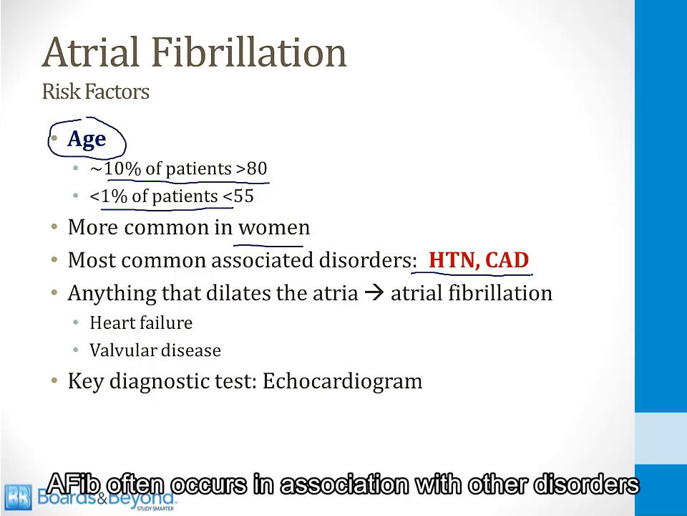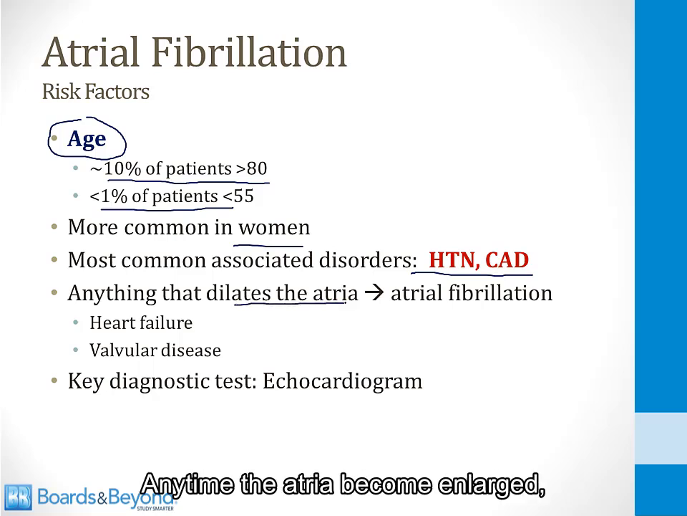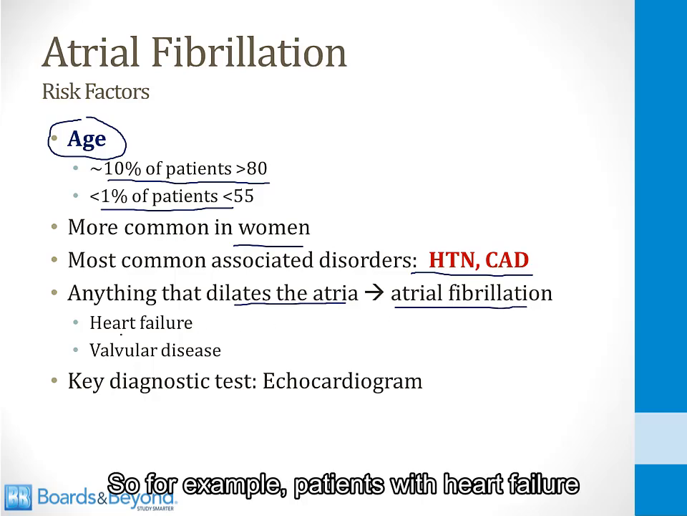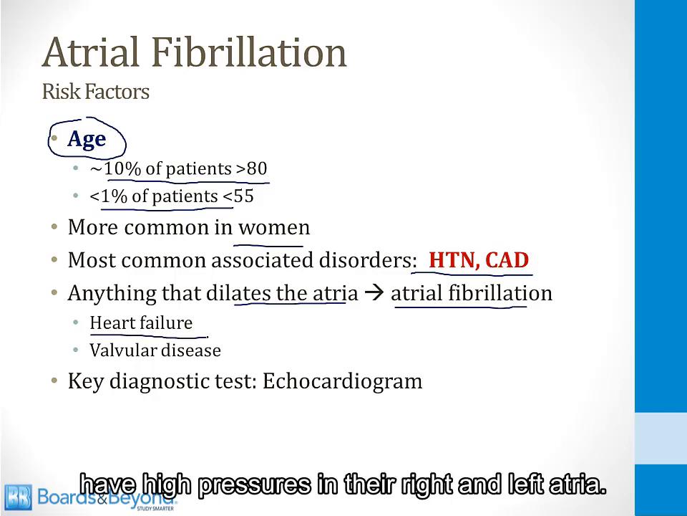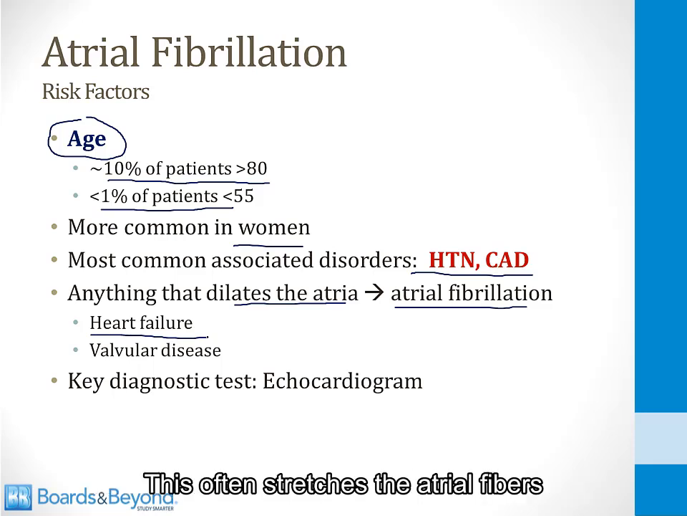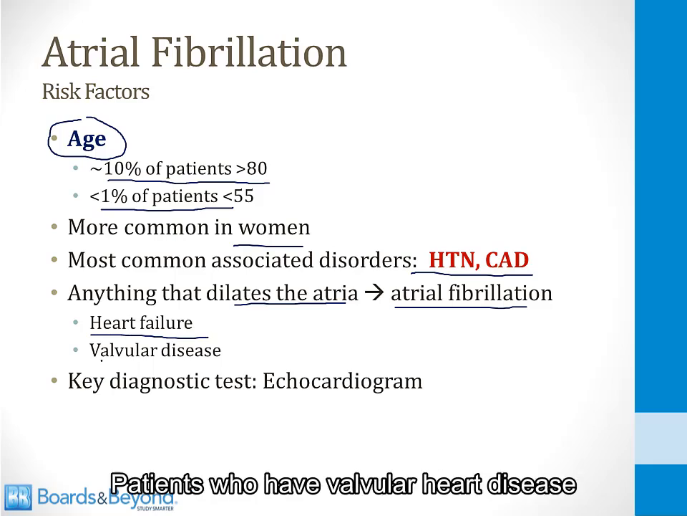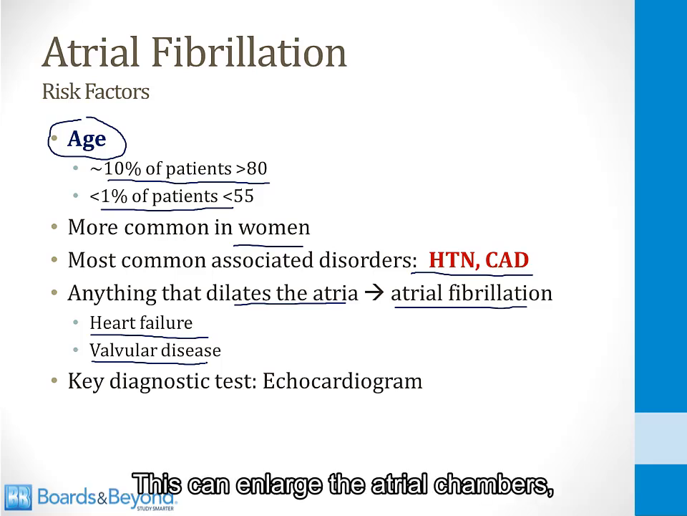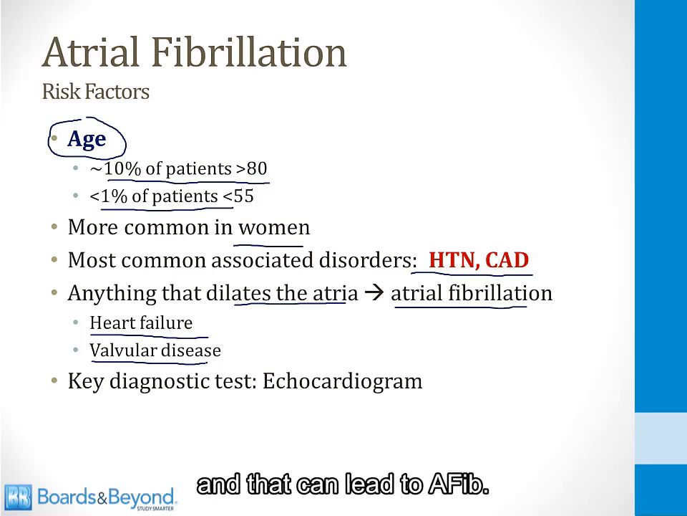AFib often occurs in association with other disorders of the heart that dilate the atria. Anytime the atria become enlarged, this can lead to atrial fibrillation. So for example, patients with heart failure have high pressures in their right and left atria. This often stretches the atrial fibers, and that can lead to atrial fibrillation. Patients who have valvular heart disease often have high pressures in their right and left atria. This can enlarge the atrial chambers, and that can lead to AFib.